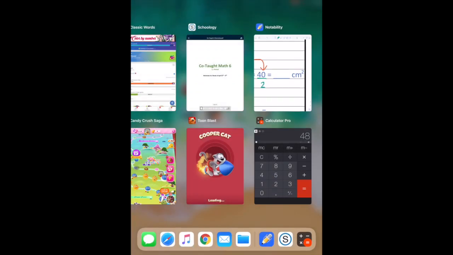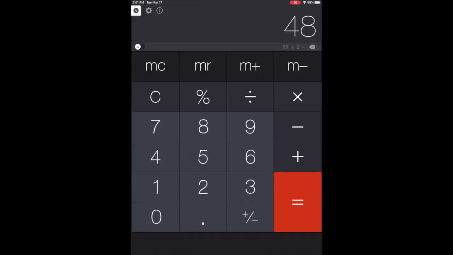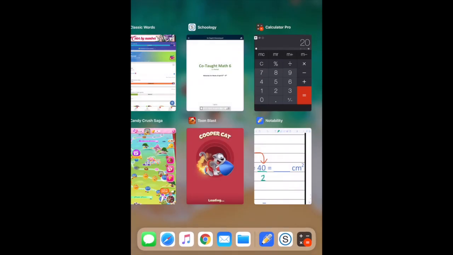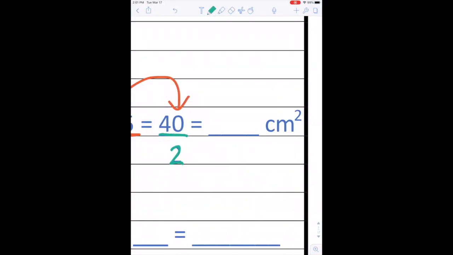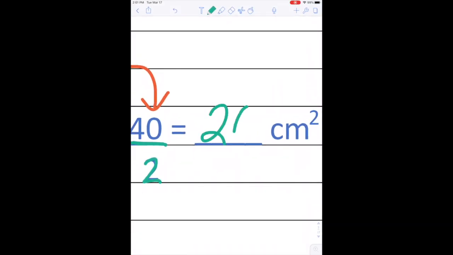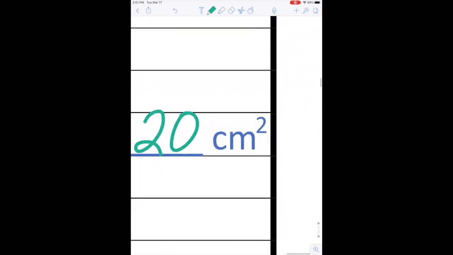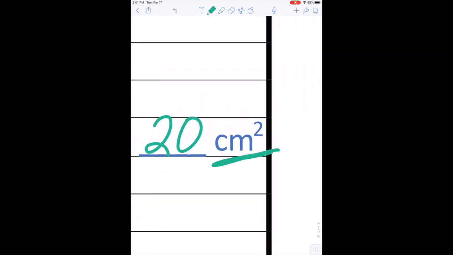Again, use your calculator. 40 divided by 2 would give me 20. So I have 20 centimeters. Don't forget, centimeters squared is my answer.